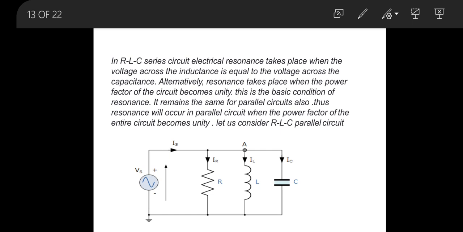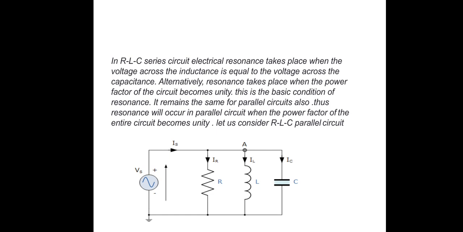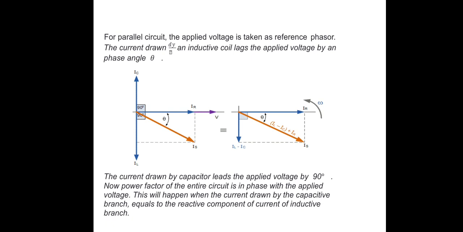You say that the source current which is passing through the circuit is IS, which will be split into three currents. That means IR, IL and IC, the current flowing through the resistance, inductance and capacitance respectively. Now we are going to talk about this parallel resonance circuit.